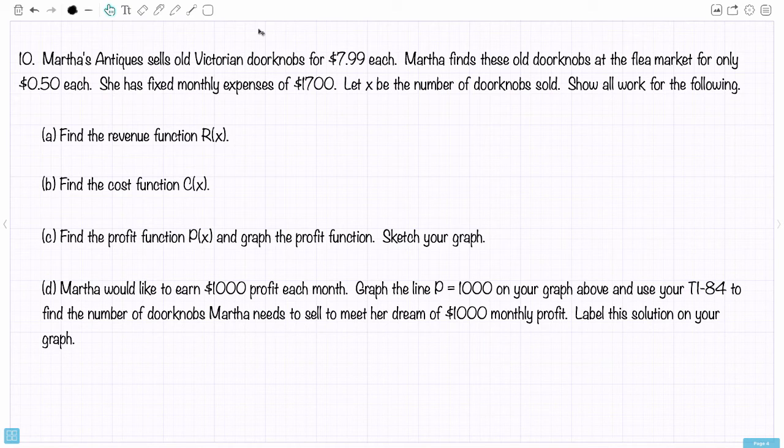So getting to part A, the revenue. Revenue is the money that's brought in, and if she's selling them for $7.99 each, we could say that the revenue function is the price times the number sold, and that's the revenue function.